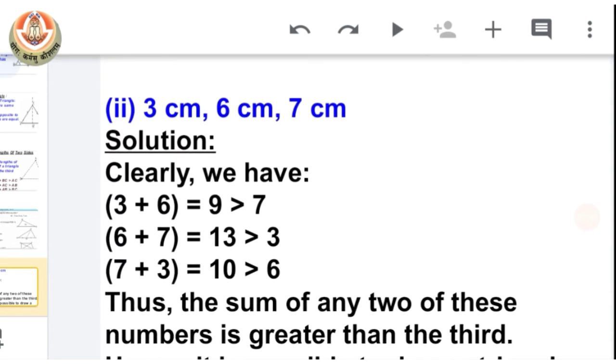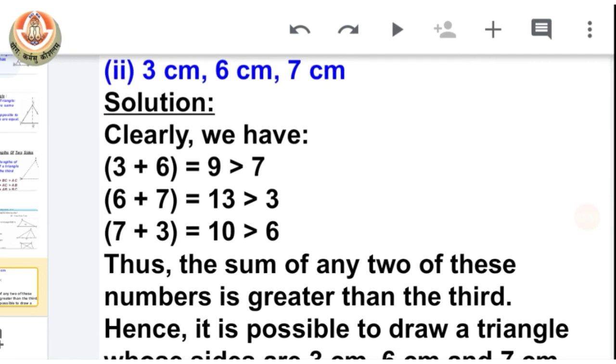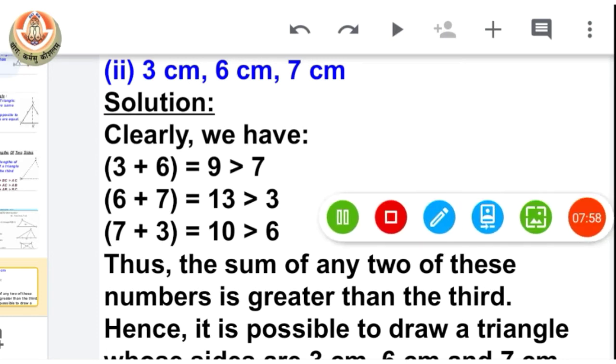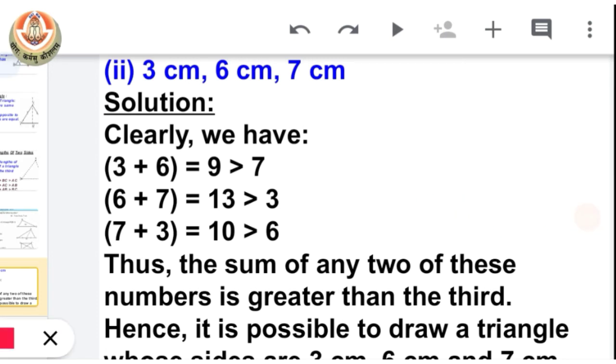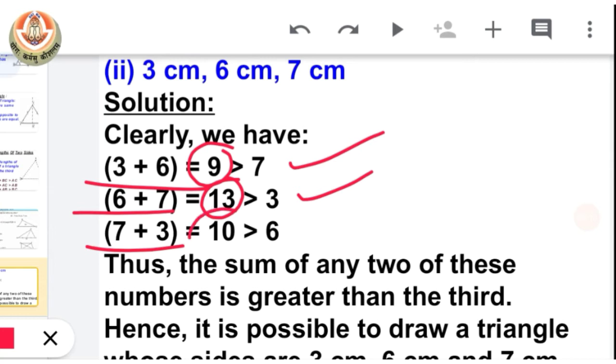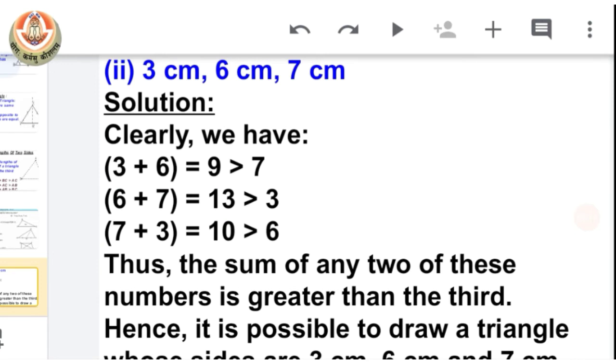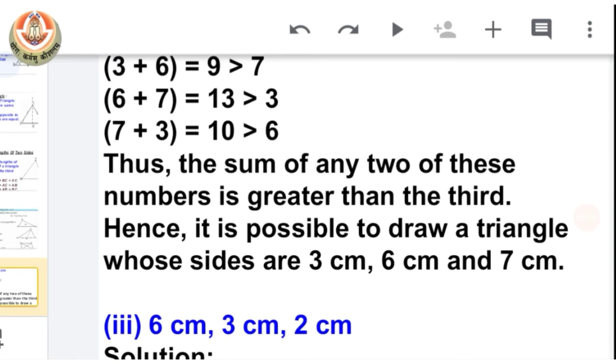Now in the second part we have been given 3 centimeter, 6 centimeter and 7 centimeter. See, we have checked all the three possible ways. We have added 3 and 6 first, and its sum is greater than the third one. Then 6 and 7, its sum is greater than the third one. 7 and 3, and its sum is also greater than the third side. So we can say that the sum of any two of these numbers is greater than the third. That means it is possible to draw a triangle whose sides are 3, 6 and 7.